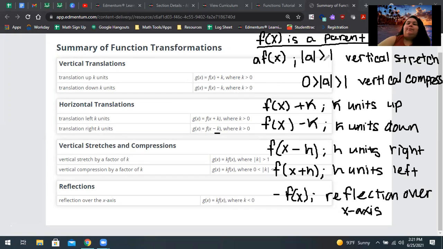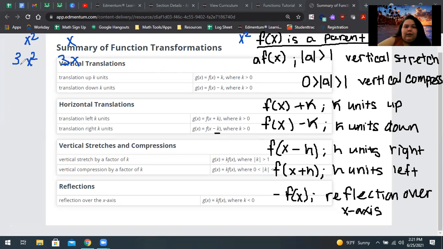So let me start from the very top. Again, f of x is a parent function, a times f of x. When the absolute value of a, meaning just the positive value of a, say our f of x is x squared, a parabola, a times x squared. When a is greater than 1, so when it's 3x squared, or if the parent function is x, it'll just be written as 3x. It means that the parent function got vertically stretched by a factor of 3.